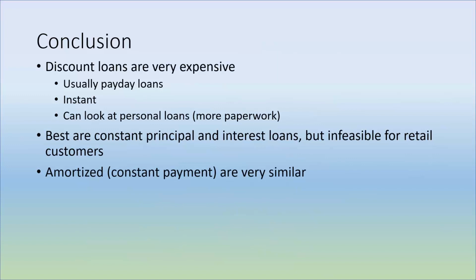And amortized loans, the constant payment loans, are kind of similar to these constant principal loans, but more popular because they're constant. And in the amortized loan, we discussed the payment function, which we've been discussing so far in the context of annuities. And so the payment function and its arguments are used for the amortized loans.